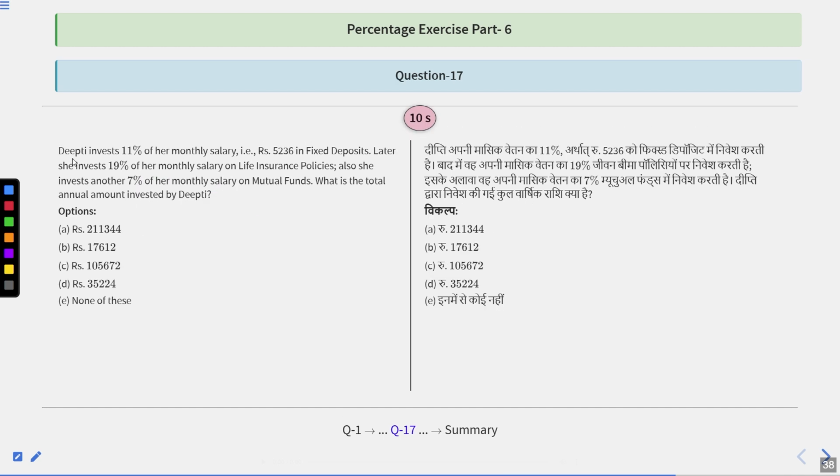Next question. Dipti invests 11% of her monthly salary, that is 5,236, in fixed deposit. Later, she invests 19% of her monthly salary on life insurance policy. Also, she invests another 7% of her monthly salary on mutual funds. What is the total annual amount invested by Dipti? Okay, you have 5 options and 10 seconds to solve this question. Your time starts now.